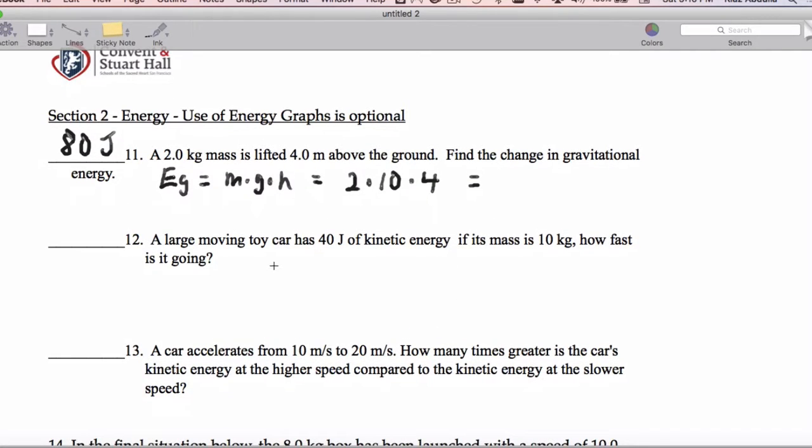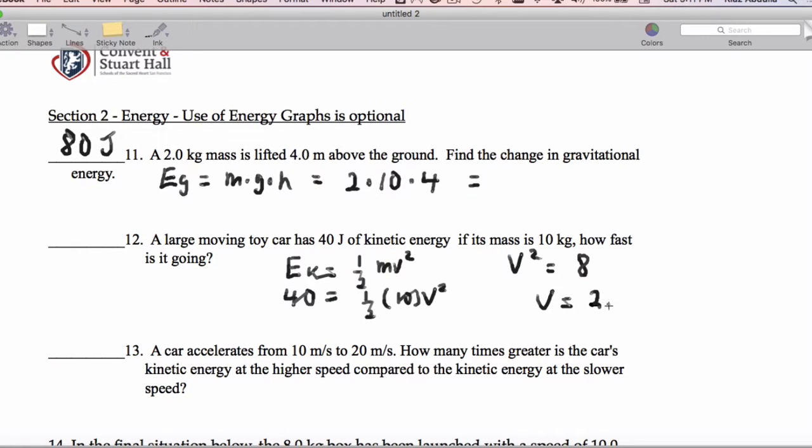A large moving toy car has 40 joules of kinetic energy. We have its mass, and we want to know how fast it's going. Well, we know that Ek is 1/2 mv squared. So we put in our numbers: 40 equals 1/2 times 10 times v squared. So that means v squared is going to end up equaling 8. And so when we simplify, we're going to get v equals 2.8 meters per second.